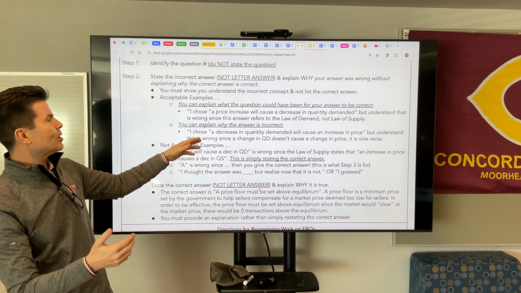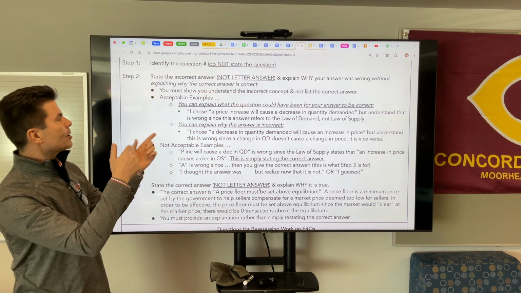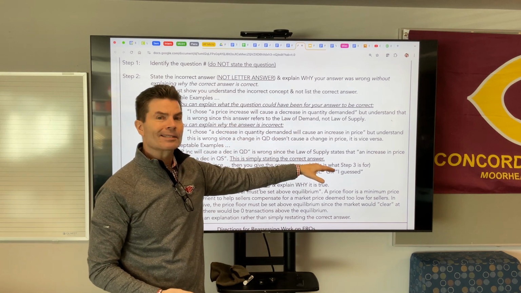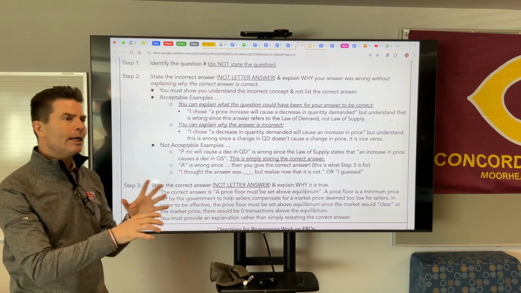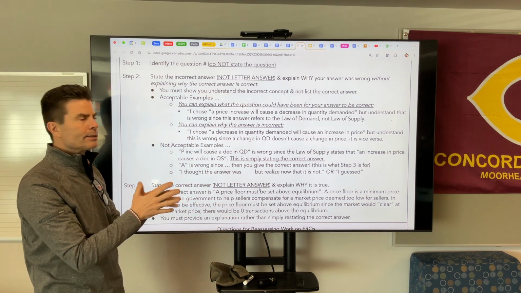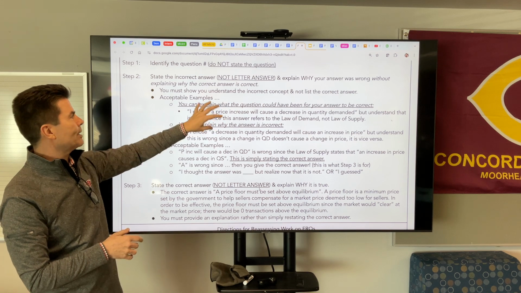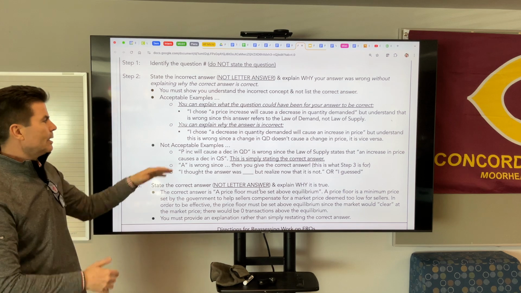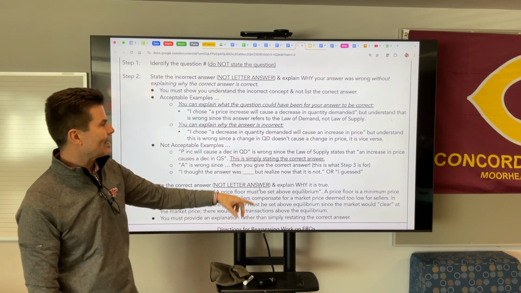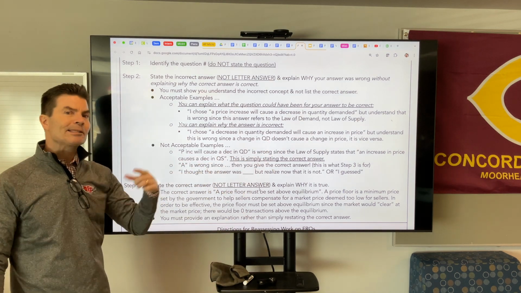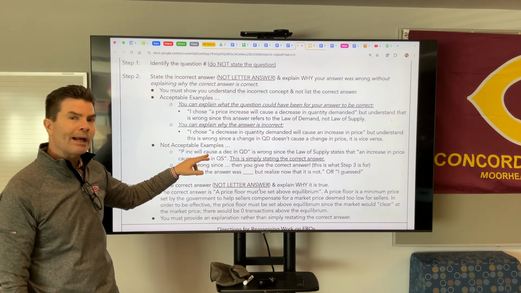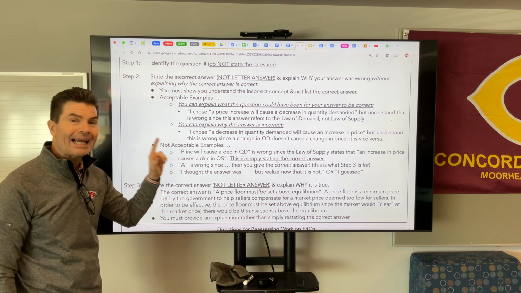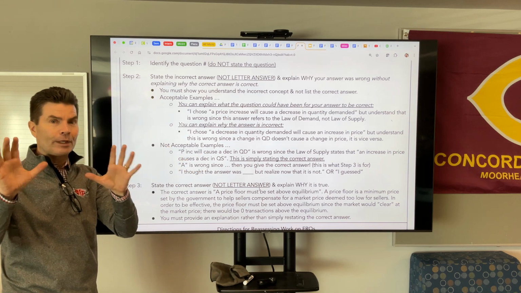You can also say, I chose, again, here's what the answer is, but understand this is wrong since a change in quantity demanded doesn't cause a change in price. It's actually vice versa. I don't care how you state to me that it's incorrect, as long as you state it kind of using one of these two examples. But there are some unacceptable answers. An unacceptable answer is stating this is wrong since the law of supply states this. You can't state that this is incorrect and then just state the correct answer, because you aren't explaining to me that you know why this is incorrect. I want to make sure that you understand that.